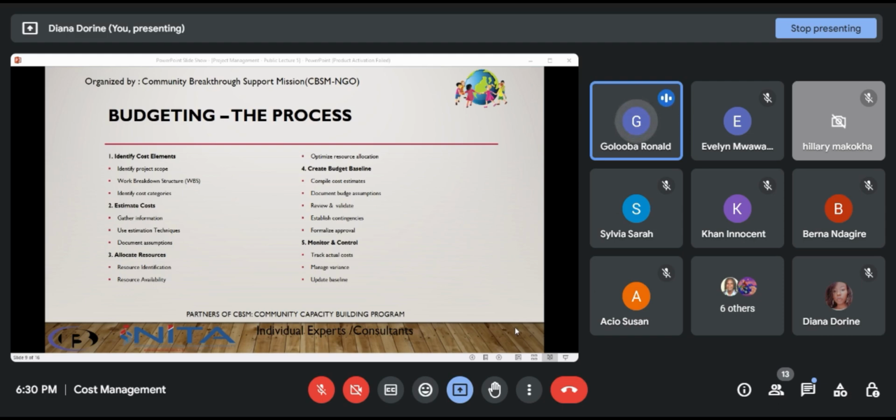And under allocating resources, you have a resource identification. And this is still done under the work breakdown structure. You identify the human resources, the equipment, materials, and other resources required to complete each task or activity within the project. Then you also have to look at, yes, you've identified them, but are they available? That is the next step under resource identification.